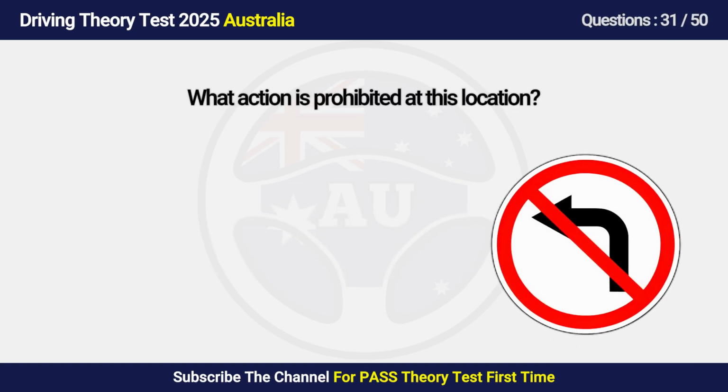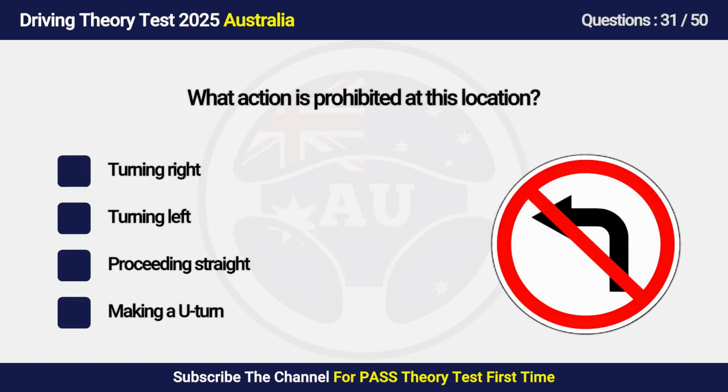Question 31. What action is prohibited at this location? A. Turning right, B. Turning left, C. Proceeding straight, D. Making a U-turn.